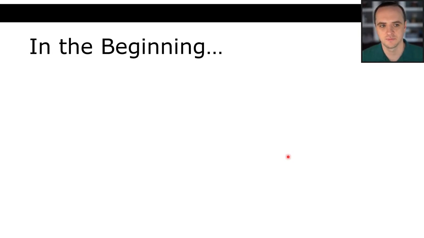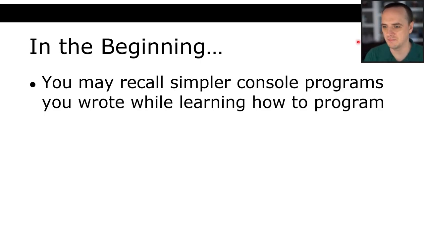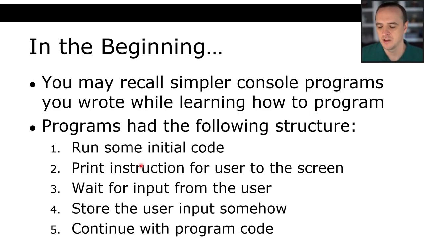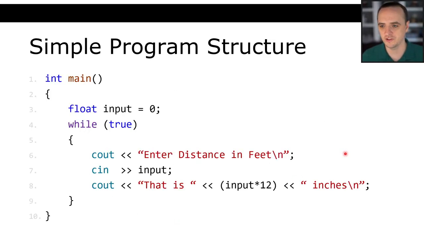So, in the beginning, you may recall, before we made games, we made little console programs, right? And so recall your console programs that you wrote while learning how to program, maybe back in first year or second year. And those console programs probably looked something like this. So you run some initial code, maybe set up some variables, print some instructions for the user to the screen, and then wait for input from the user somehow. Once the user inputs some sort of data, you store that user input, and then you continue with the program code. So for example, I taught Computer Science 1510 once, which was a C and Fortran programming course, and this was one of the first things we ever did.